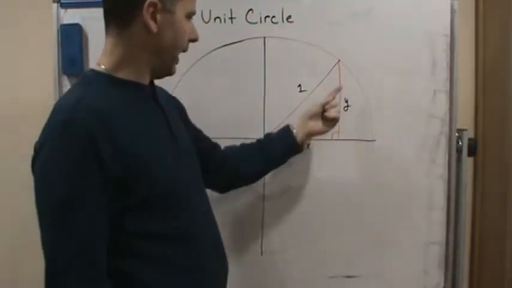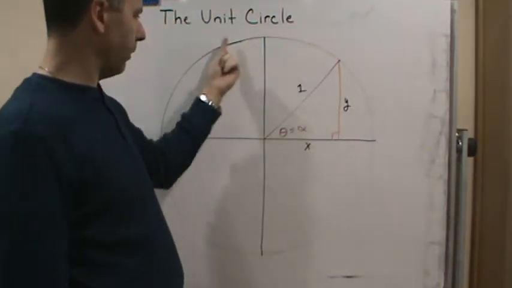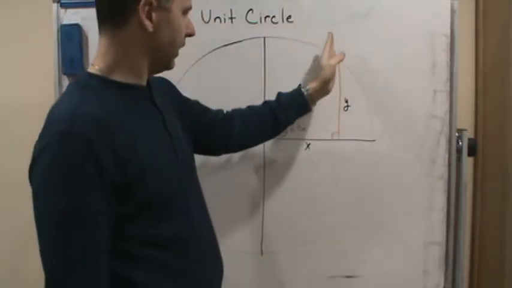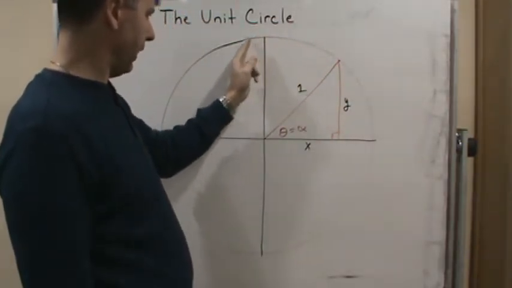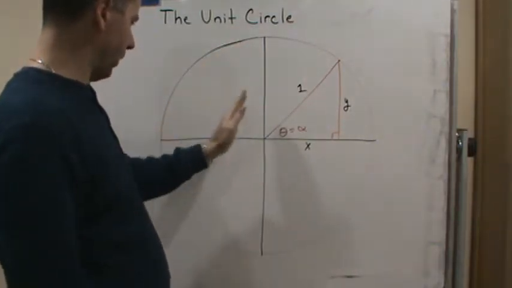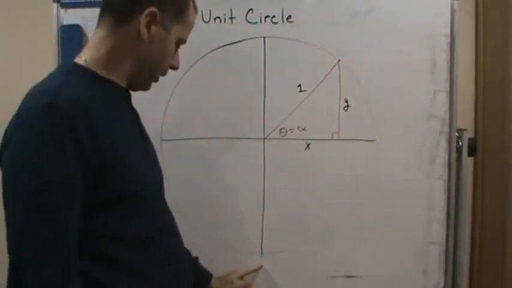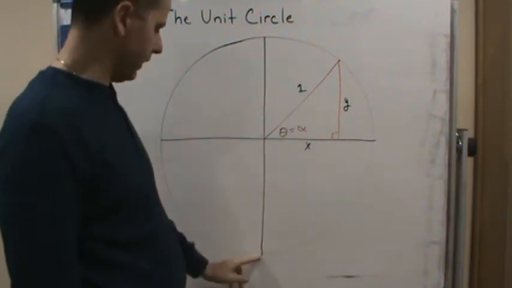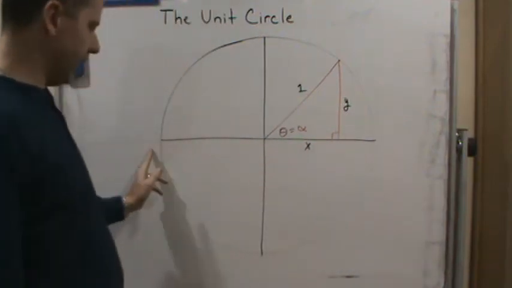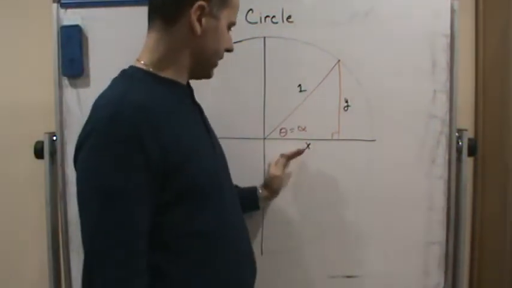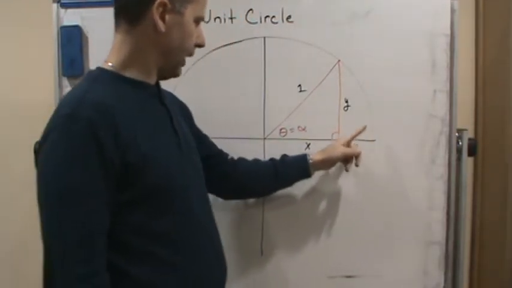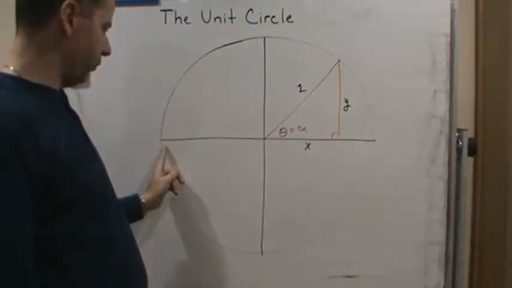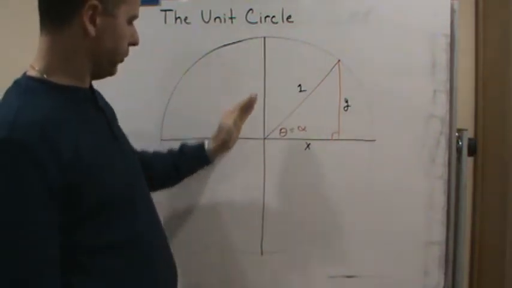As I walk this all the way around, what's happening? y is going to get to here, so y will become 1, and then it'll start to go down, and y will become 0, and then it goes down to -1. So 1 to -1, 1 to -1. The largest x can be is 1, and the smallest x can be is -1. And same goes for y.